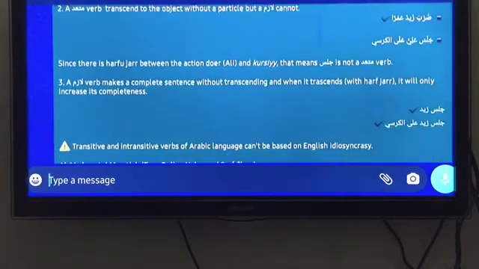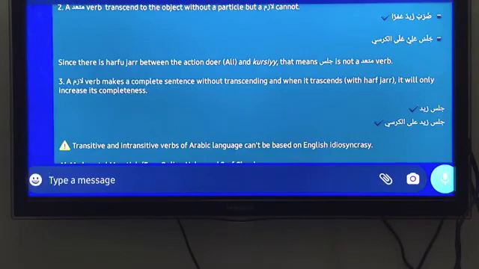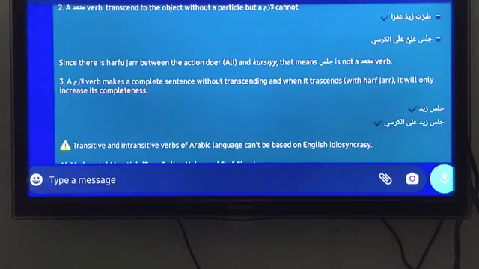Now, third point, he said a lazim verb makes a complete sentence without transcending, meaning Jalasa Zaidun, it is complete. But when you want to say what was the action that was done upon something, we have to see a harf jar between them. So it will only increase its completeness. Jalasa Zaidun, okay, we understood that Zaid sat, but putting Ala al-Kursiji, okay, wow, we now got a brighter picture. Zaid sat on the chair. Zaid sat on the chair.